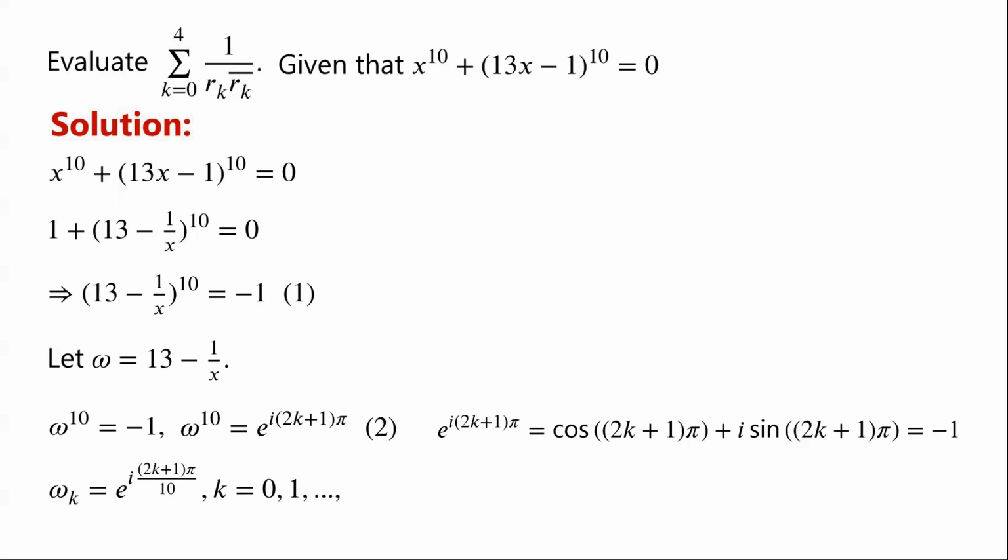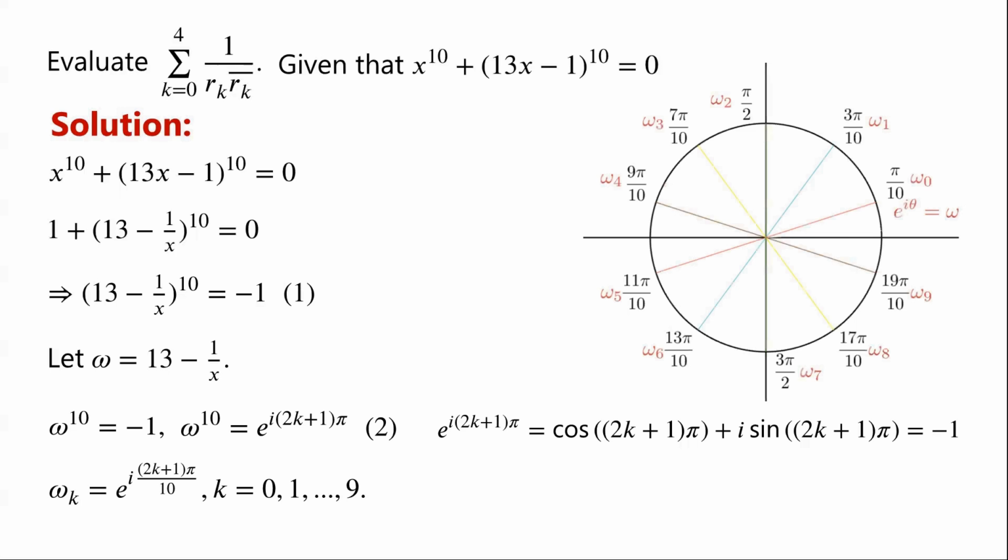The roots of equation 2 are omega k equals e to the power of i times (2k plus 1) times pi over 10. k can take values of 0, 1, and so on, to 9. There are a total of 10 roots. We can see from the graph that when k equals 0, 1, and so on, 9, the corresponding angles are pi over 10, 3 pi over 10, and so on, and 19 pi over 10. Each angle corresponds to a root of equation 2.